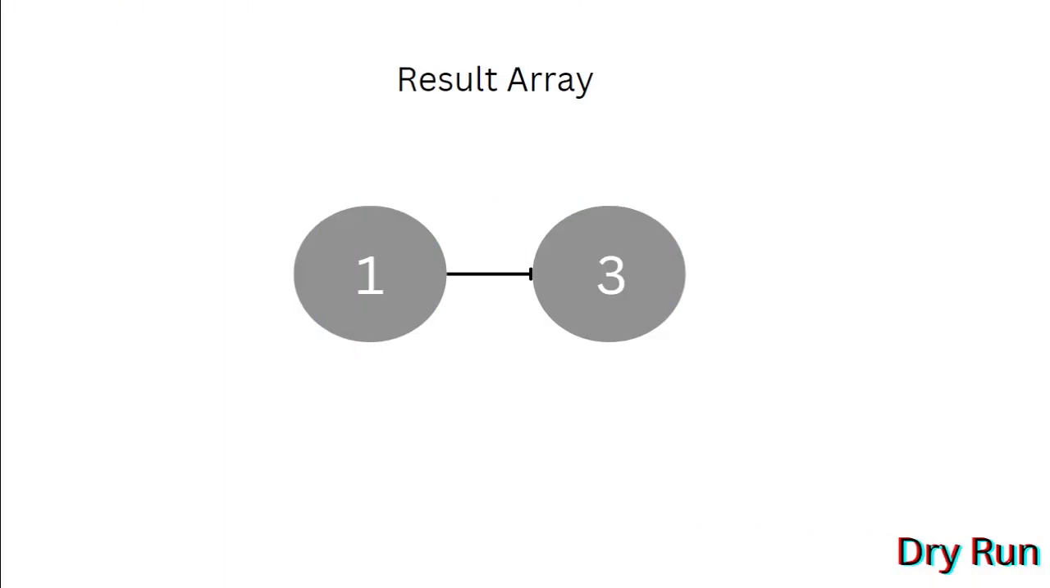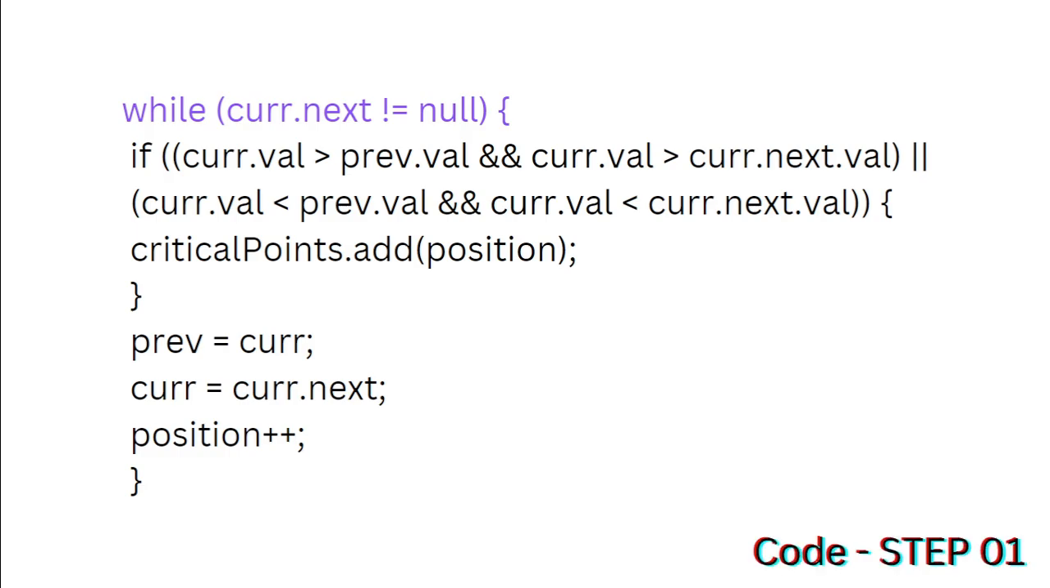Now our result array contains 1 and 3, where 1 is the minimum distance that we found by subtracting neighbors. We find all possible combinations and pick the minimum distance. And next is 3, which is our maximum distance, which we found in big O of 1 complexity itself. So this is what we have to return. Now let's see the code.